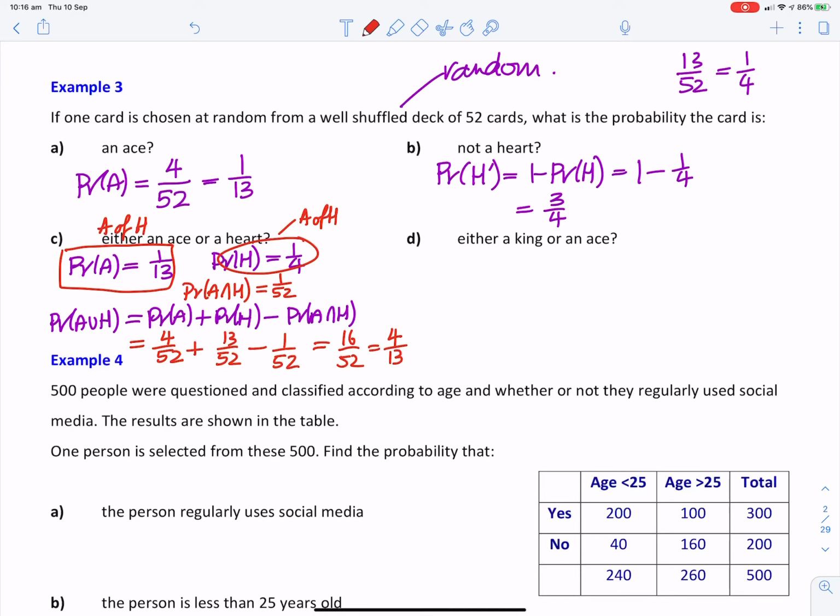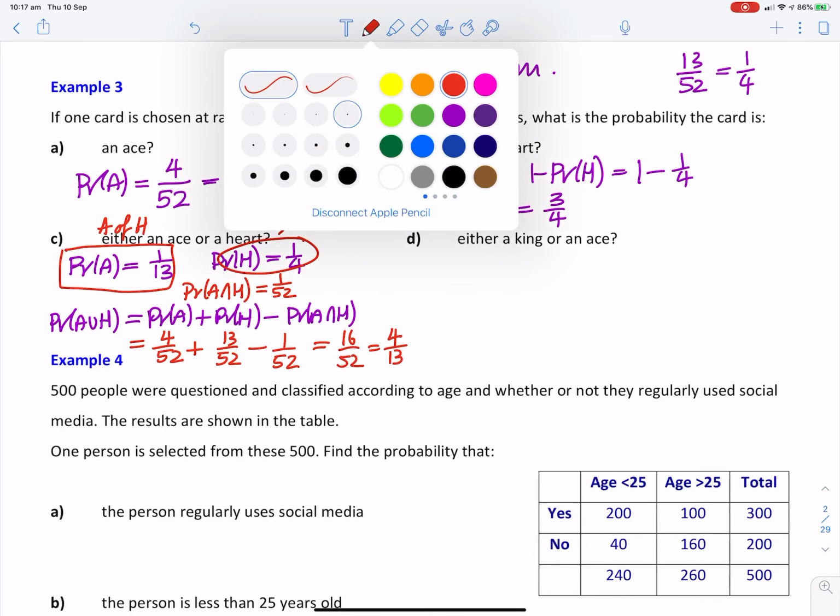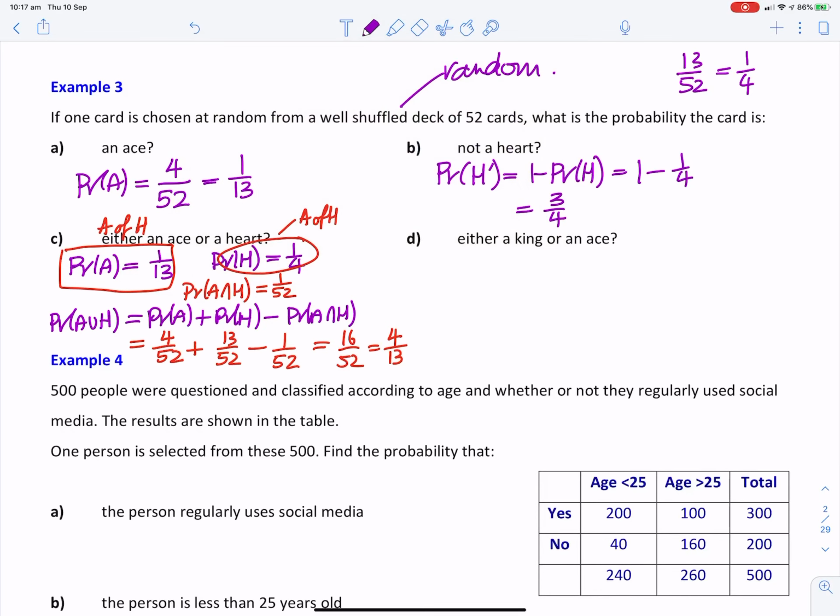So that is the probability of an ace or a heart from a deck of cards. Now, the next one is either a king or an ace. So we know the probability of a king is 4 out of 52, or 1 in each suit. The probability of an ace is the same, 4 out of 52, or 1 out of 13. I can't get a king of aces, so these two things are mutually exclusive.